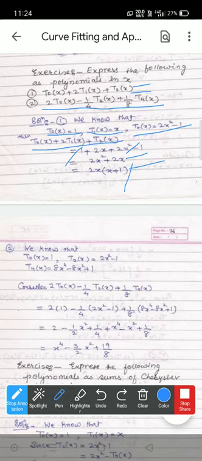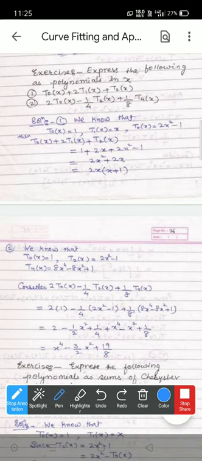Next example, solve karne ke liye T0(x), T2(x) and T4(x). We required these three values. And put this, we have solved it and we get x⁴ - 3/2 x² + 19/8.